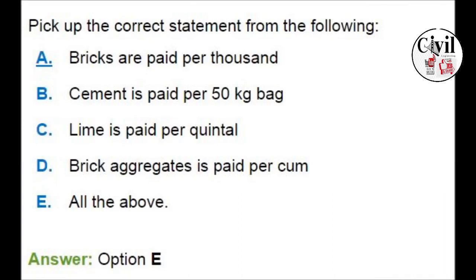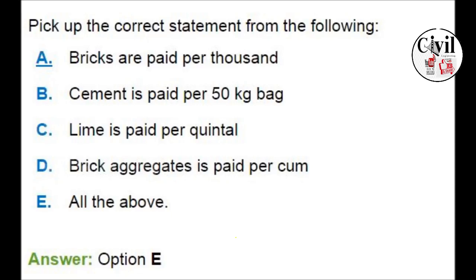Okay, so the next question that we are having is: pick up the correct statements from the following. Bricks are paid per 1,000, cement is paid per 50 kg bag, lime is paid per quintal, aggregates are paid per cubic meter, and all of above. So all of these options are correct.